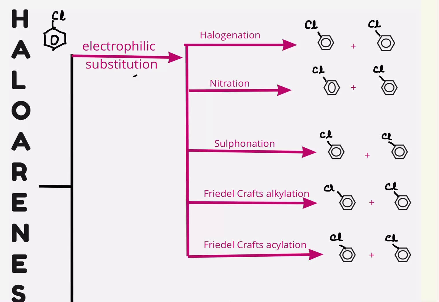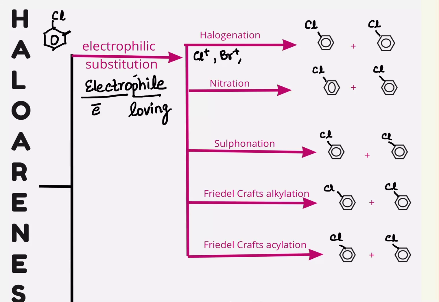When we talk about electrophilic substitution, it means the hydrogen of the benzene ring is replaced by an electrophile, an electron loving species. Electro comes from electron and phile means loving. So an electron loving species. When I talk about halogenation, that electrophile is Cl positive or Br positive or I positive. These are the groups which are going to replace the hydrogen on the benzene ring.